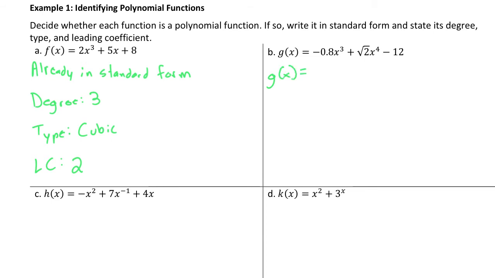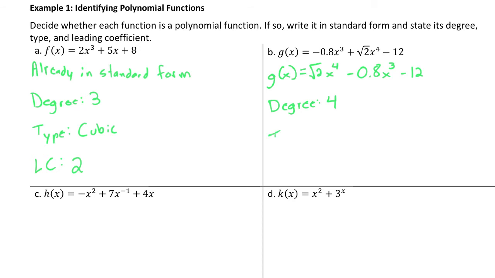The only thing I have to do to rewrite this in standard form is take the term with the degree of 4 and write it first. Take the term with the degree of 3 and write it second. And then this constant term has a degree of 0, so it comes last. So in this polynomial, our degree is actually 4. It's not just the first one you see, it's the highest degree.